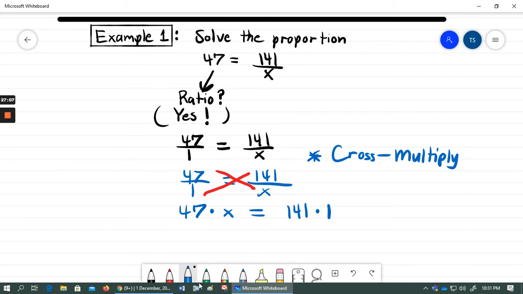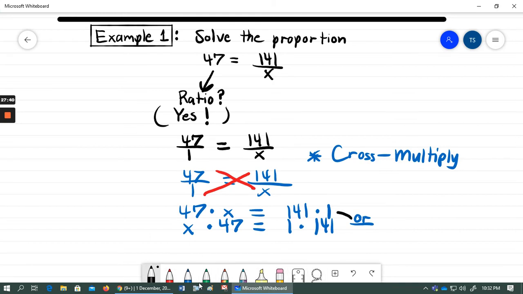Now guys, does it matter what order you put this in? Does it matter whether I put the x first or the 47 first, or whether I put the 1 first or the 141 first? No, it doesn't matter, guys. The commutative property of multiplication says you can switch the order of multiplication, right? So it doesn't matter which order you put it in. That way or this way, it does not matter at all.